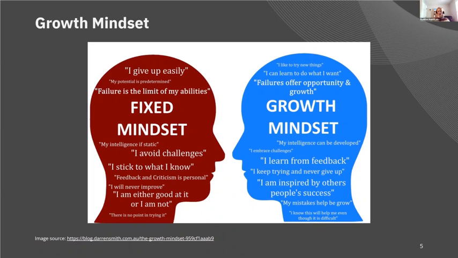So the idea is recognizing that intelligence is not fixed, intelligence is not limited, intelligence can be developed, and skills take practice and effort, not just natural ability, in order to perfect.